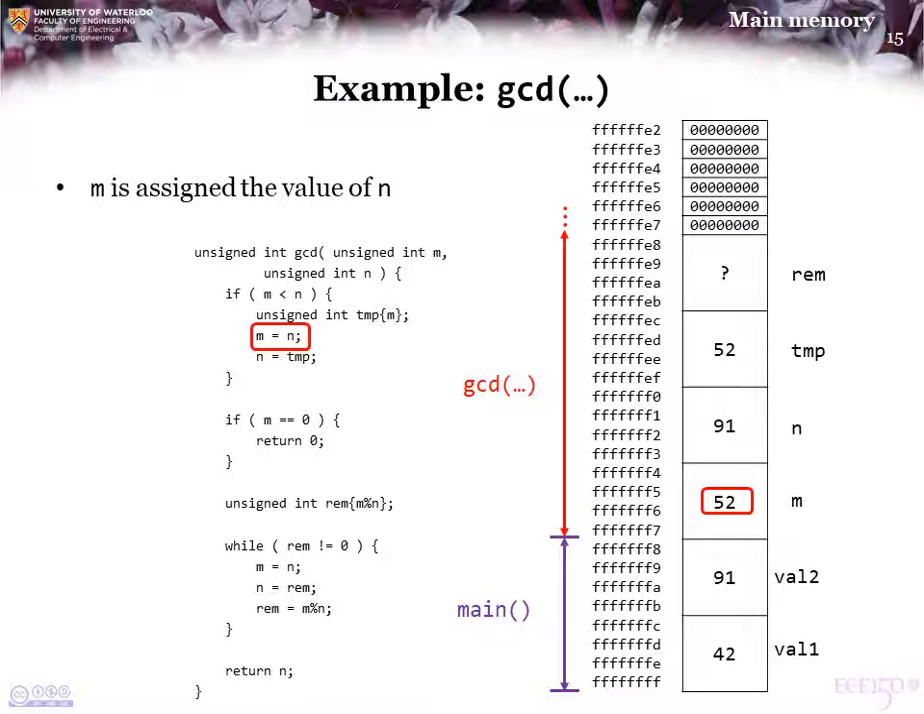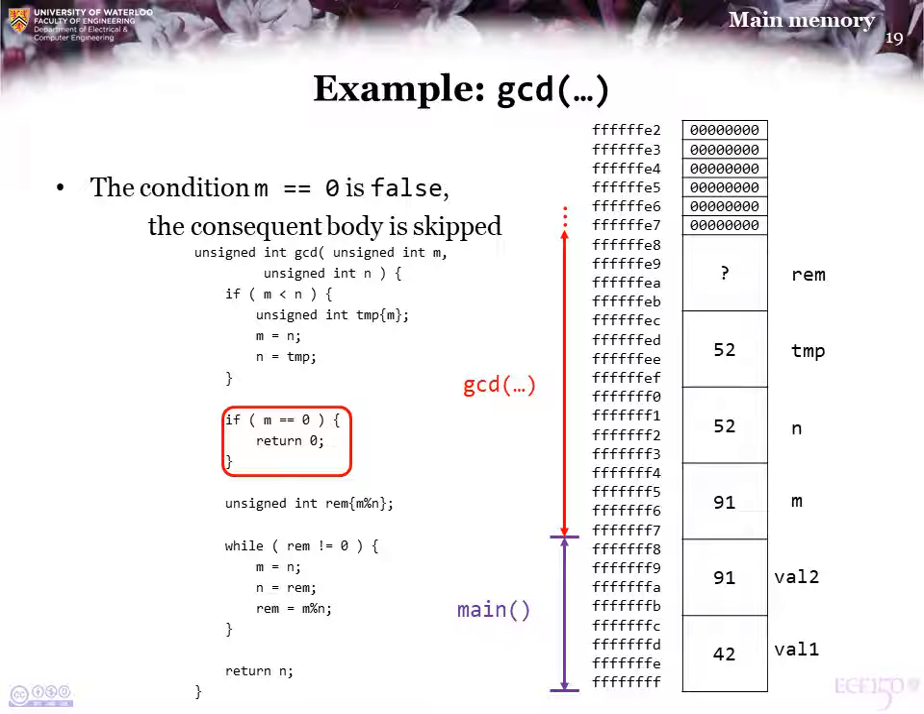The next statement assigns m the value of n. So what we will do is copy over the value 91 and place that into the memory flagged for m. The third statement, n is assigned the value of the local variable temp. And so n currently has the value 91 and is now assigned the value 52. All right, so we've completed executing this conditional statement.